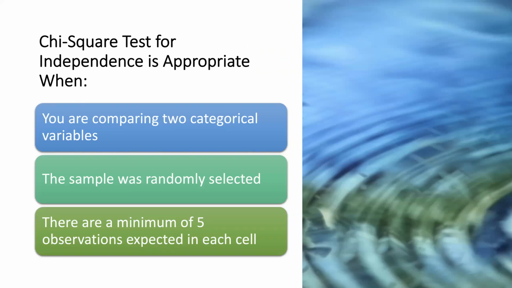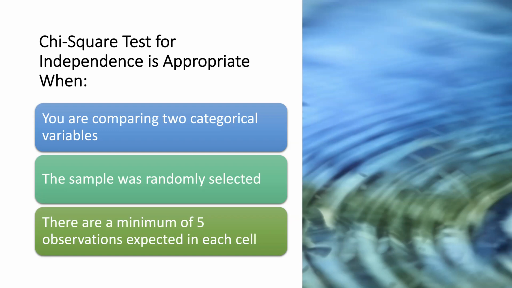So when we do a chi-square, there's a couple things you want to keep in mind. It's appropriate when you have two categorical variables. You cannot use this for measurements that are not categorical. And then the sample here is randomly selected. And then there are a minimum of five observations expected in the cells.